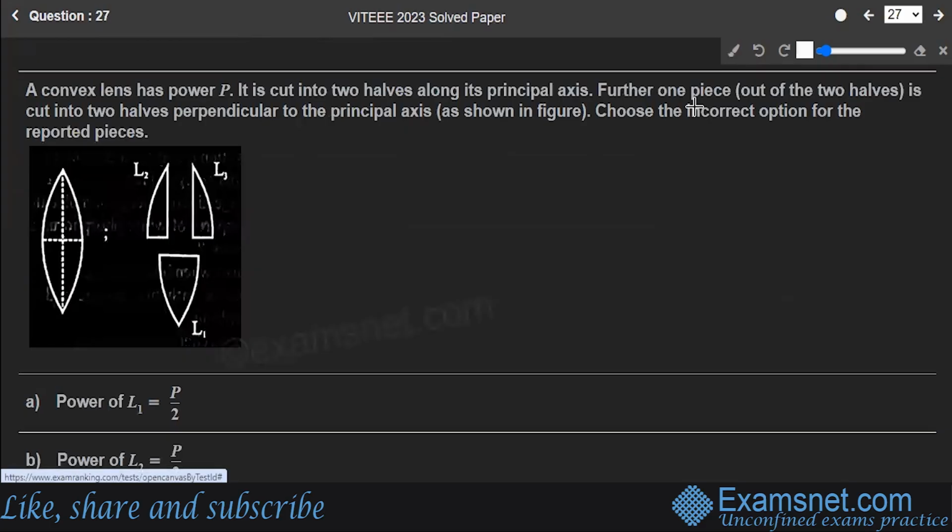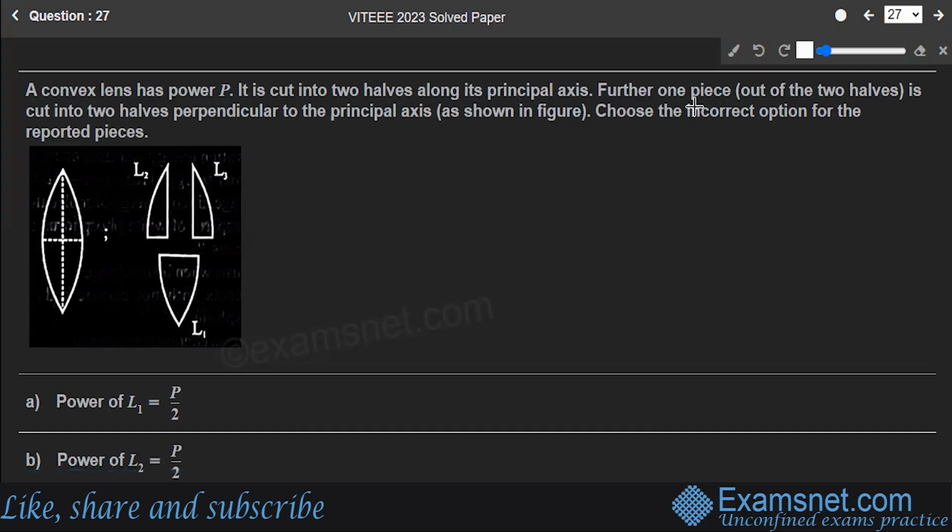A convex lens has a part P. It is cut into two halves along the principal axis. Further, one piece out of the two halves is cut in two halves perpendicular to the principal axis as shown in the figure. You have to choose the incorrect option for the resulting pieces. Okay. So according to the question, first of all, it is cut into two halves along the principal axis. Then further it is cut into two halves perpendicular to the principal axis, that is your vertical axis.